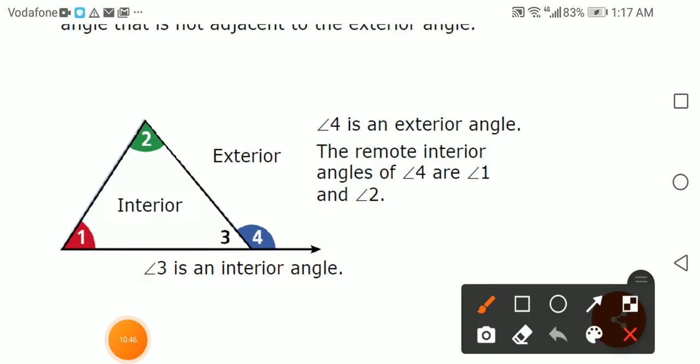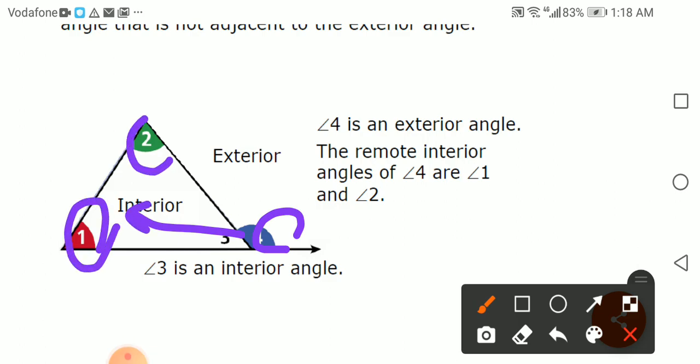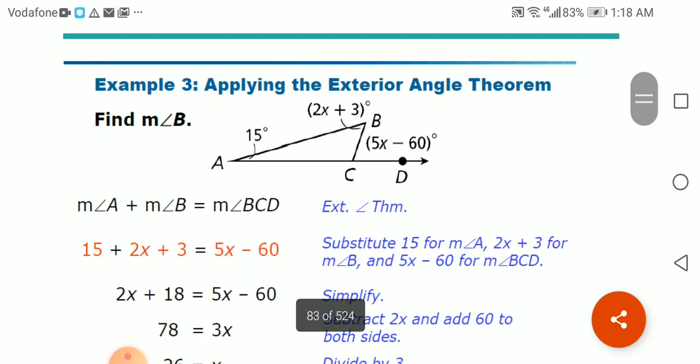Okay guys, so when I say angle 4, it's an exterior angle for what? The remote. The remote means the far one. So I will take 1 and 2. So it's for 1 and 2. Can I take 3? No. Okay, for the remote. Remember that.